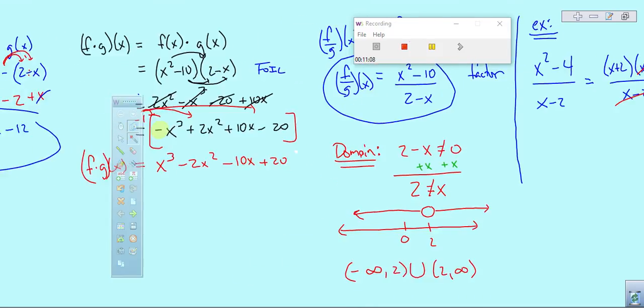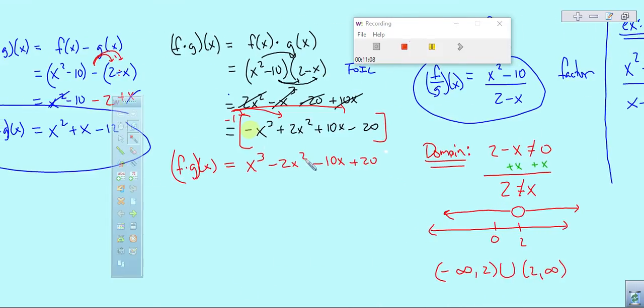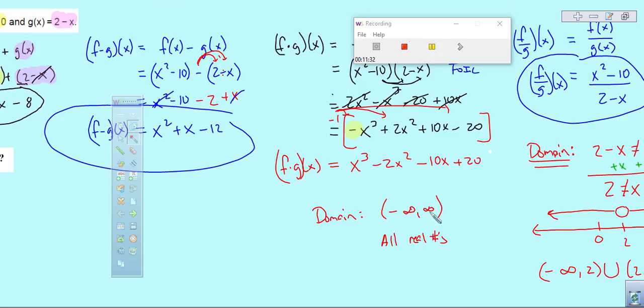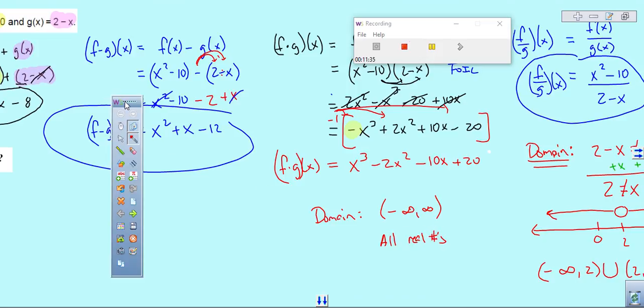So let's go back and look at the domain for this one. In this case, my domain would be all real numbers because there's no fraction and there's no radical. I can plug in any number that I want. My domain would be negative infinity to positive infinity, which is known as all real numbers. MyMathLab wants you to put it into interval notation, negative infinity to positive infinity.